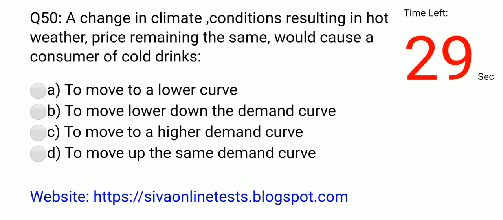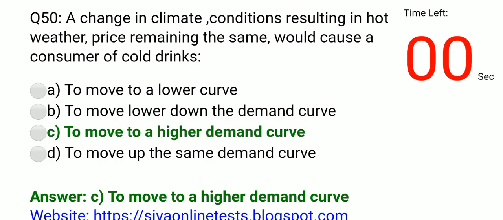Question 50. A change in climate conditions resulting in hot weather, price remaining the same, would cause a consumer of cold drinks. Options. A. To move to a lower curve. B. To move lower down the demand curve. C. To move to a higher demand curve. D. To move up the same demand curve. Answer. C. To move to a higher demand curve.